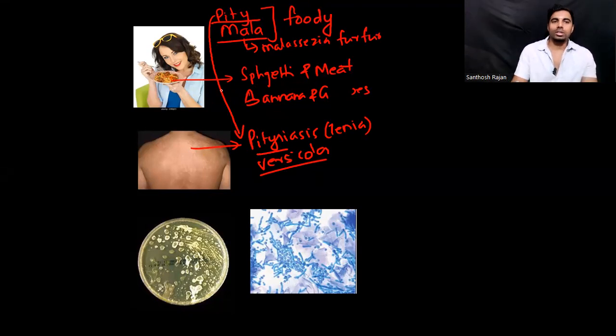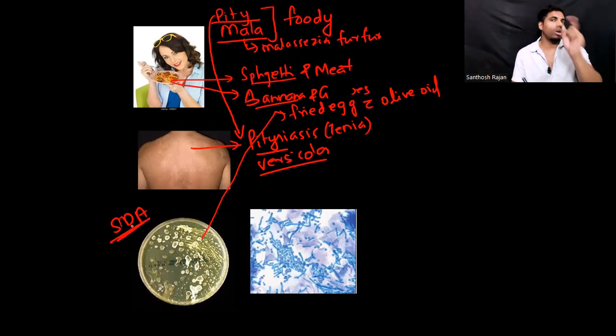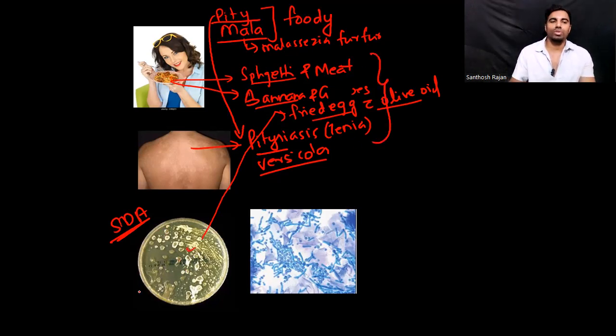But spaghetti and meatball is not enough for her. She also likes fried egg. Fried egg appearance happens with olive oil. When you put olive oil in SDA media, Sabouraud dextrose agar, SDA is the special media for fungus, the fried egg appearance will come like this. This is the fried egg appearance. So that's what I said, she's a foodie. Don't forget.